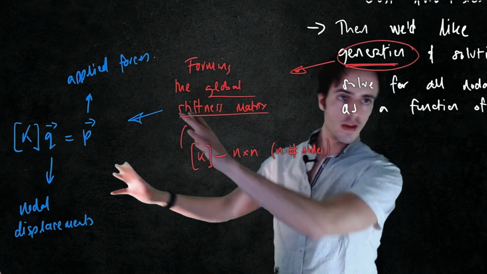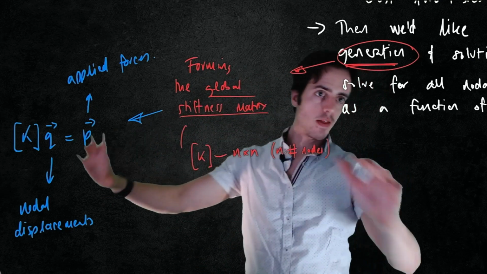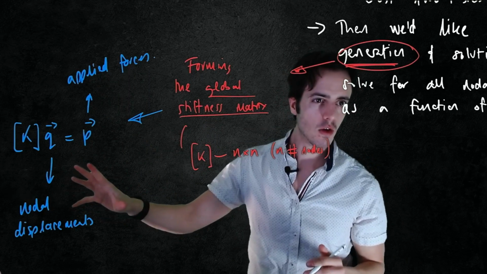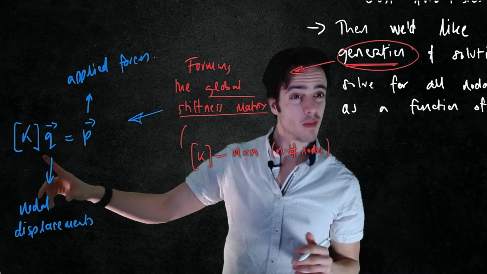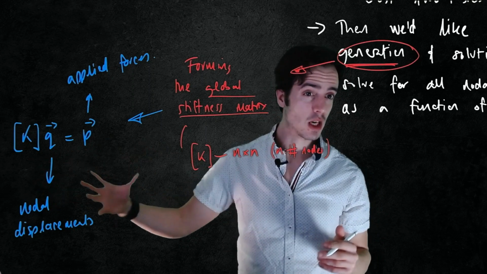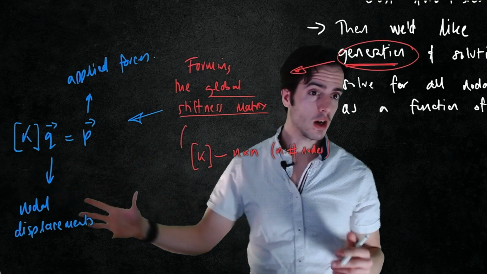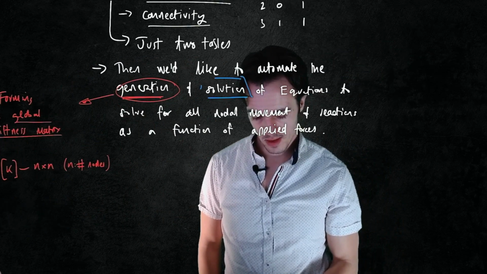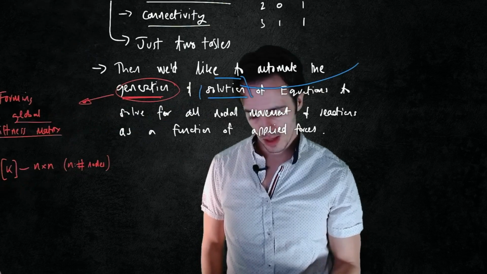And so we're going to say this is the governing equations of our entire truss problem. And then we'll find that we can't solve it because this matrix is going to be symmetric, and we can't invert it. So the way that we get around that is we say, okay, we're going to solve this by employing some boundary conditions.